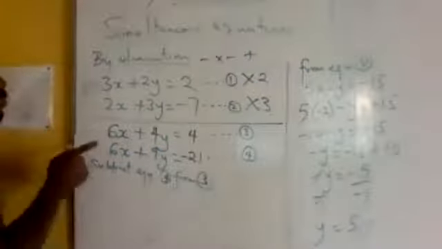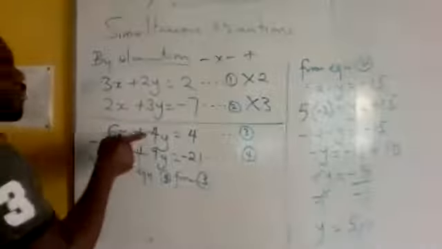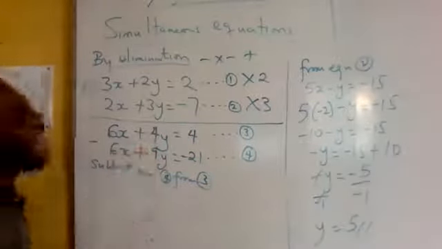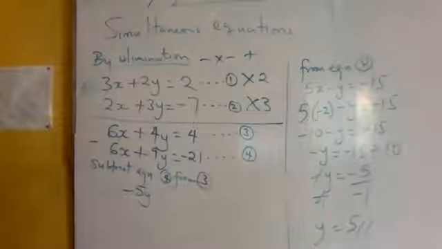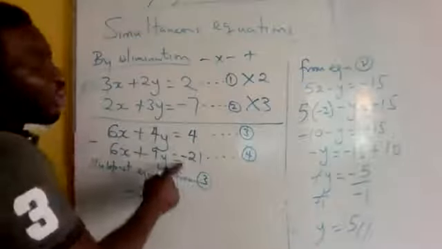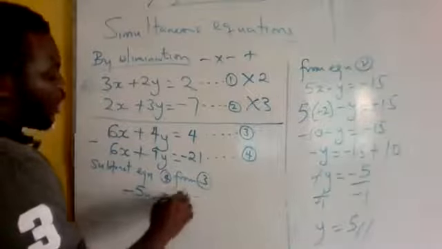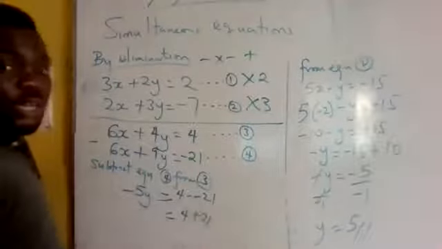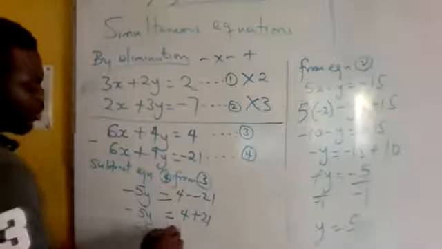So that will be 6x minus 6x, that is 0. Remember, you're using subtraction. Now, 4y minus times plus is what? Minus. So that is 4y minus 9y, that will be minus 5y. Remember, consistency is key. Is equals to 4 minus 21. Minus and minus is what? Plus. So that will be 4 plus 21. And this is minus 5y, so minus 5y is equals to 25.